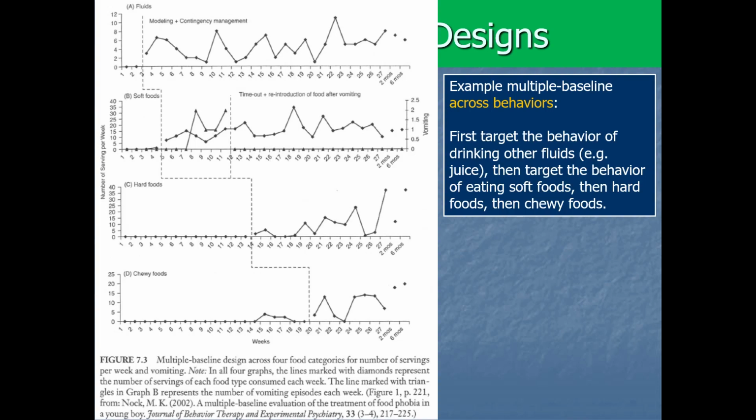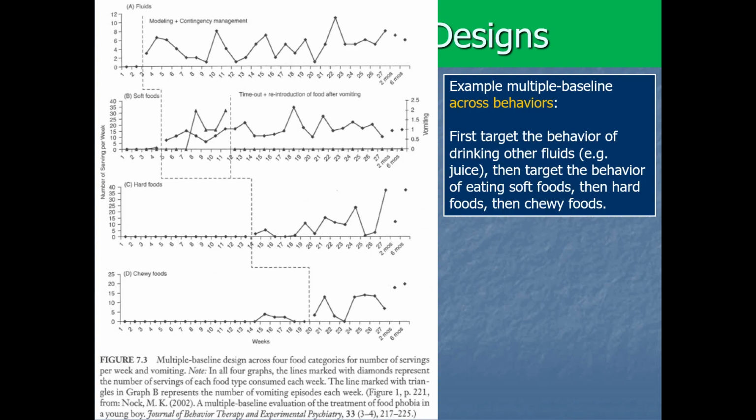So as an intervention, they first targeted the behavior of drinking other fluid, like juice, something he would never do otherwise. And the intervention they used was modeling plus contingency management. And you can see from the top graph here that he went from 0 servings of other fluids in the first couple weeks to consistently being able to drink other fluids across the next 25 weeks. And even in the 2-month follow-up and the 6-month follow-up, after they're no longer doing the intervention at follow-up, months later, it had stuck, right?